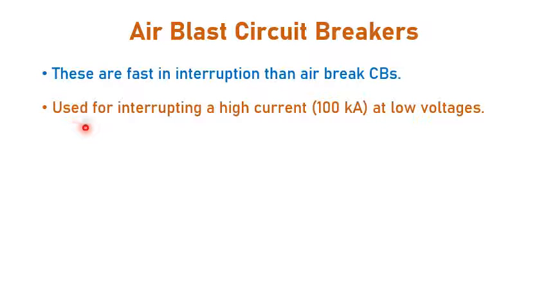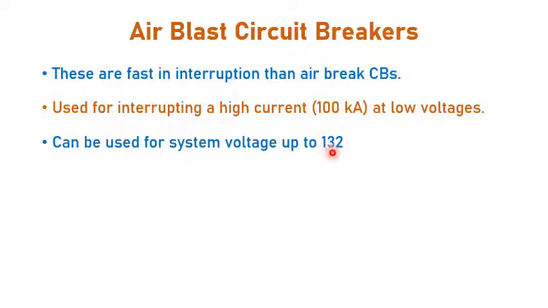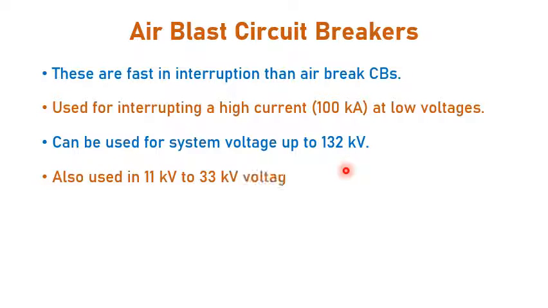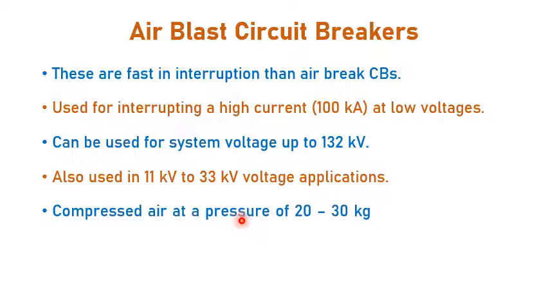Hence these air blast circuit breakers are used for interrupting high values of current, again at low voltages. They can be used up to 100 kiloamps, with voltages ranging up to 132 kilovolts. And you can also use air blast circuit breakers for lower voltage applications, that is 11 kV to 33 kV.